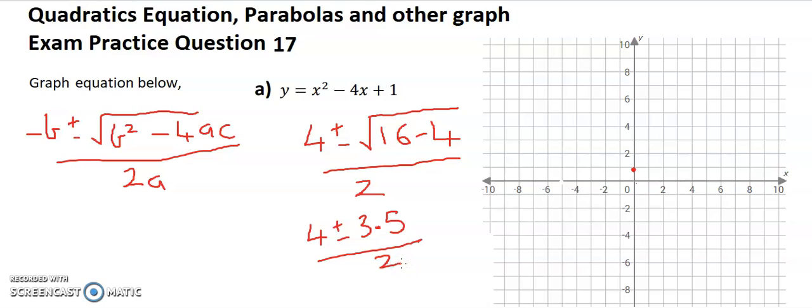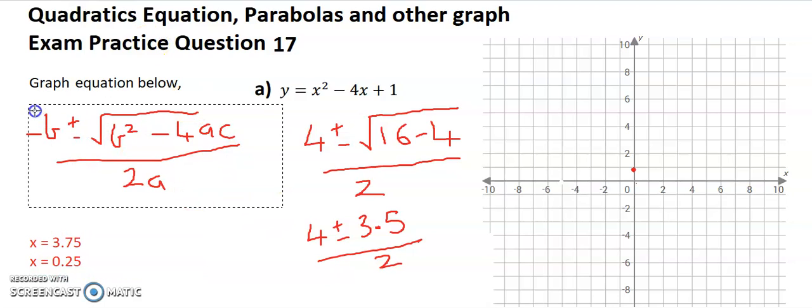Okay, so we've got 2. I'm going to start off with the positive. So 4 plus 3.5 divided by 2. So we've got 1 x-intercept, which is 3.75. And then our other, 4 take away 3.5 divided by 2, and our second one is 0.25. So this is sometimes where we do need to use a quadratic equation.